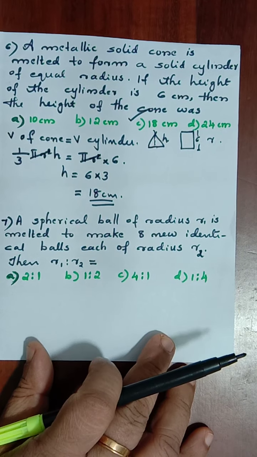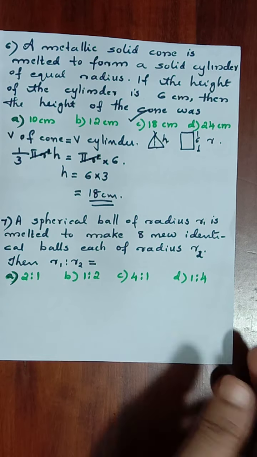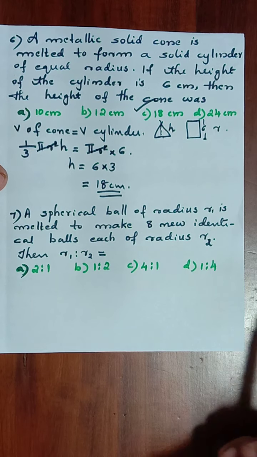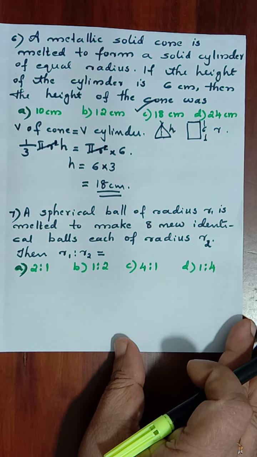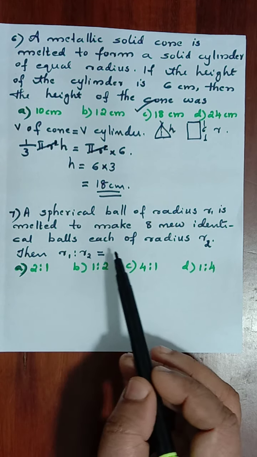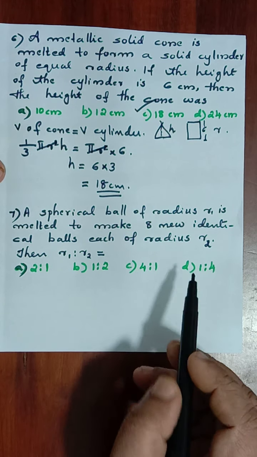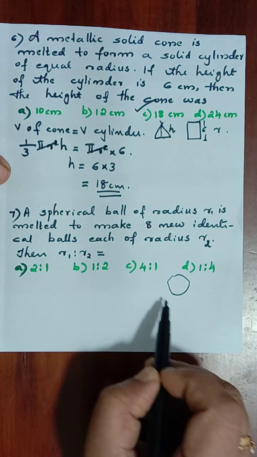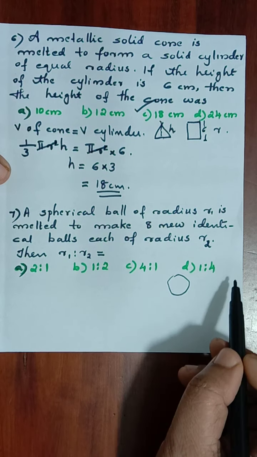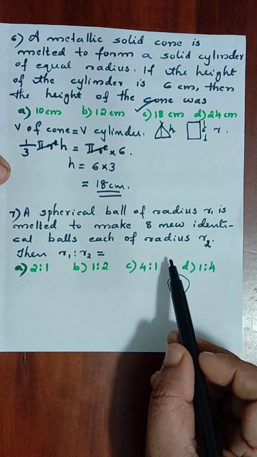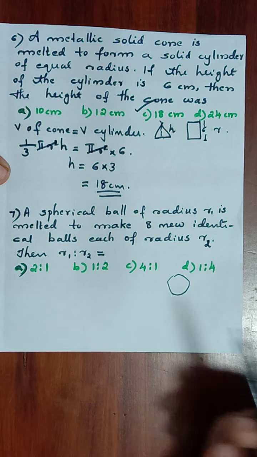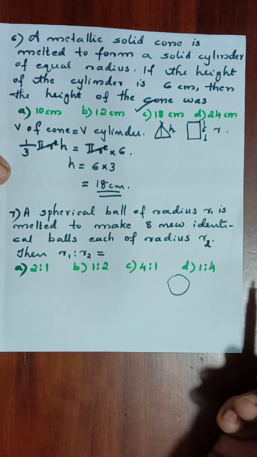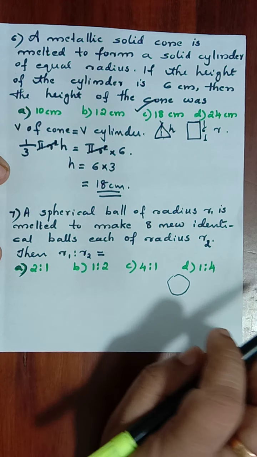Now comes to the 7th question. A spherical ball of radius r1 is melted to make 8 new identical balls. One spherical ball is melted to make 8 small identical balls, each of radius r2. Then the ratio r1 is to r2 we have to find out. So how to get that?